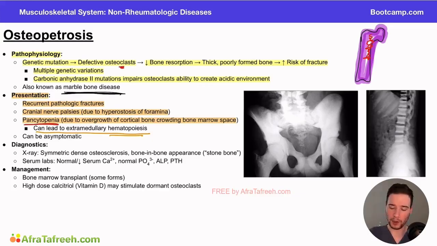Now, it's also important to note, as with a lot of other things, this can be an asymptomatic presentation. Patients might not show with any symptoms until they start having these pathologic fractures over time. So what are our diagnostics here? Well, the first thing we're going to do is get an x-ray.